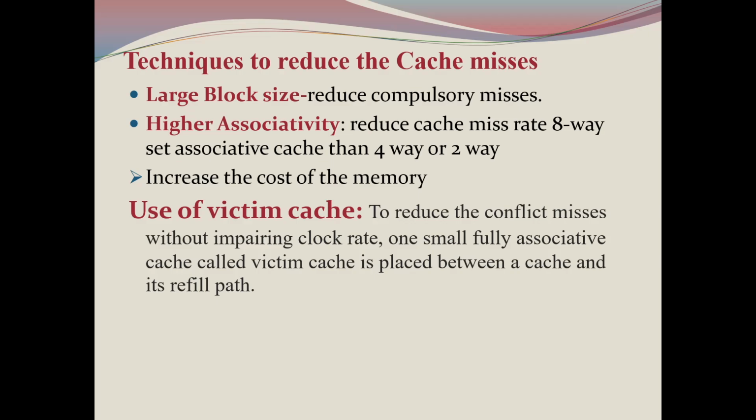And what is the use of the victim cache? To reduce the conflict misses without impairing clock rate, one small fully associative cache called the victim cache is placed between a cache and its refill path. This victim cache contains only blocks that were recently discarded from the cache because of a miss, and it is checked on a miss to see if it has the desired data before going to the next lower level memory. If it is found there, the victim block and the cache block are swapped.